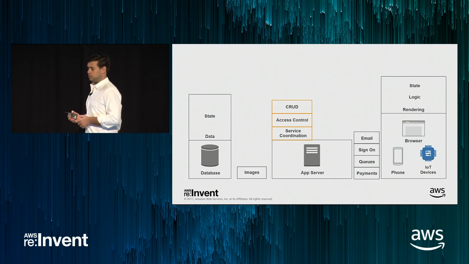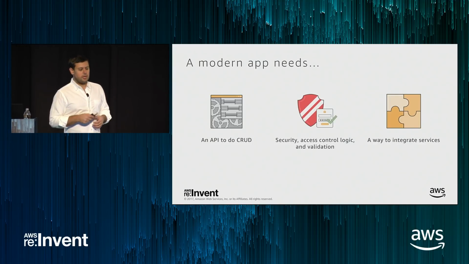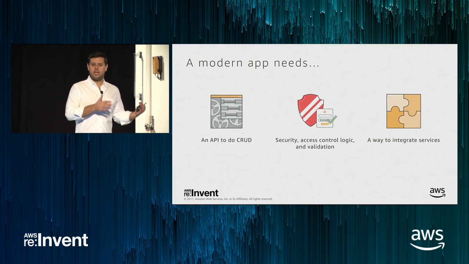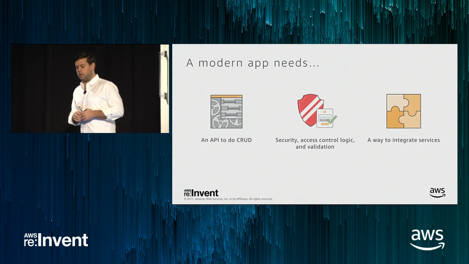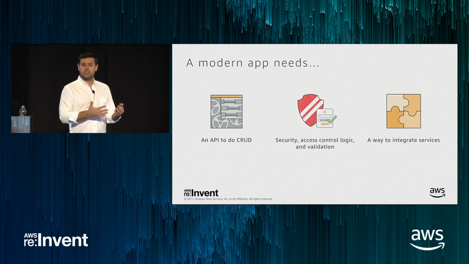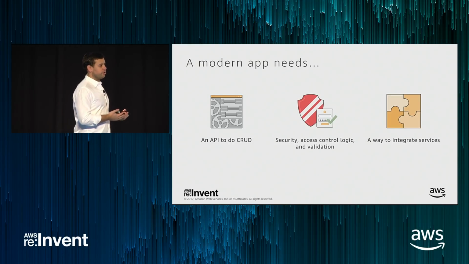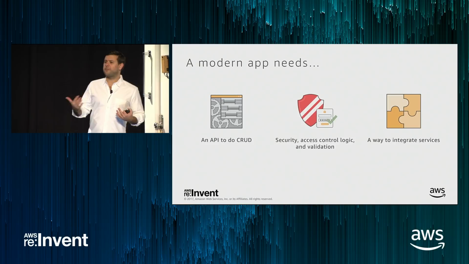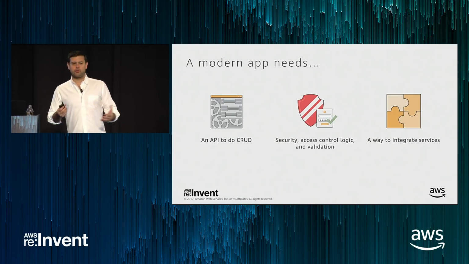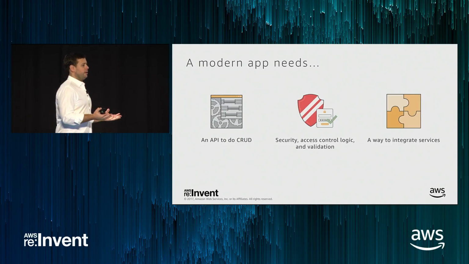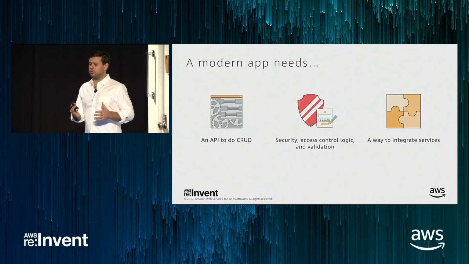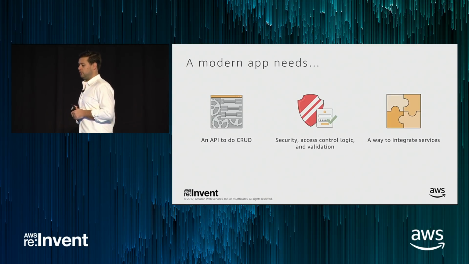So what you're left with is an API to do CRUD, right? Some sort of an API so that your phone can talk to you to get data, to insert data, to work with data. A security access control validation layer, so users can only see the data they're allowed to see, so users can't break your system, so you can do any sort of privacy that you care about, so you need that. And you need a way to integrate services, right? You've got all these services, right? A typical application is going to have a dozen services or more, and you've got to be able to integrate them easily. And that's what tends to be in application servers today.